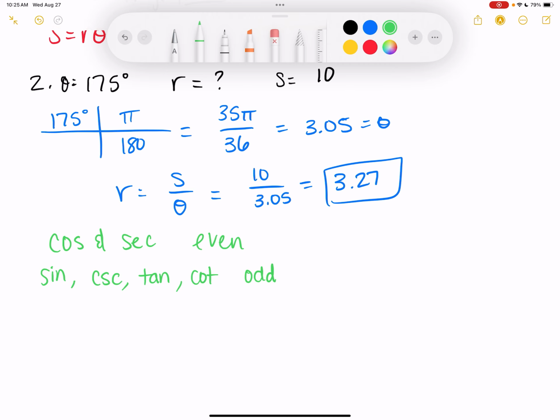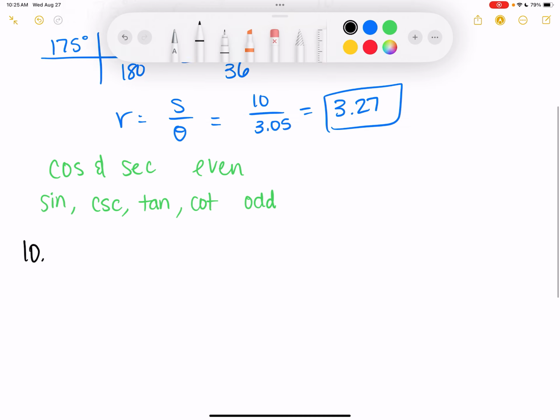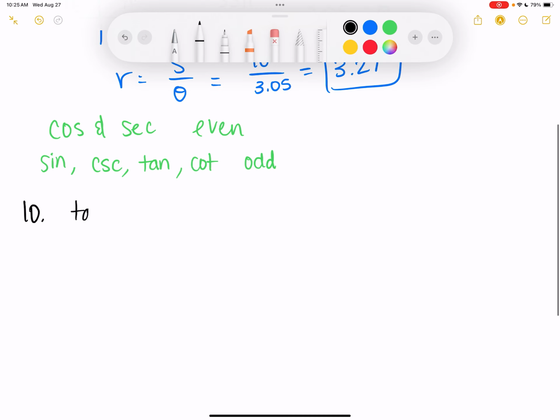But find all the trig functions of theta with the given conditions, which I know we did a ton of last year. Tangent of theta is equal to -1. Sine of theta is less than 0.